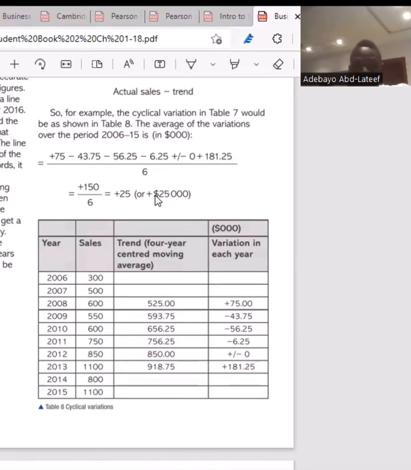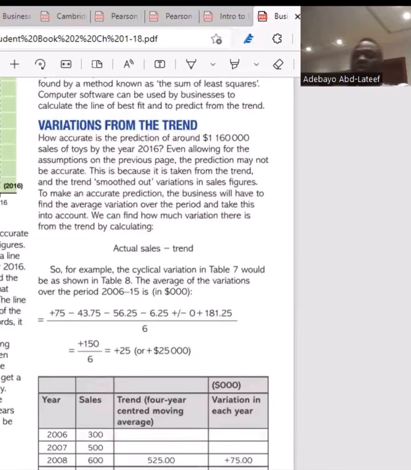Like what I did here, 300 plus 500 plus 600 gives me 1,400. I divided by 3, which means I'm using my moving average. So my moving average gives me 466.6. To know the variation from the trend, it will be the total sales for the 3 periods, which is 1,400, minus the trend using the moving average, which is 466.6. So 466.6 minus 1,400, 933.3 is my variation. Do you understand how we get our variation here?